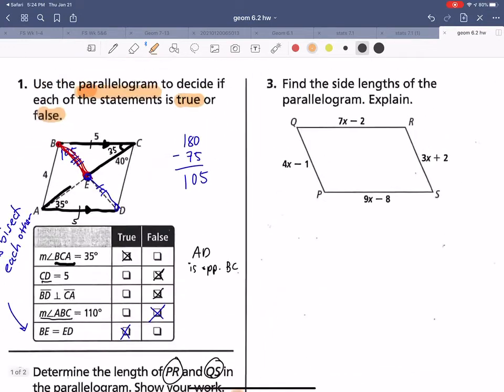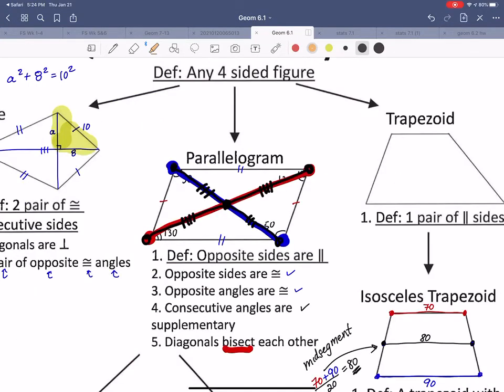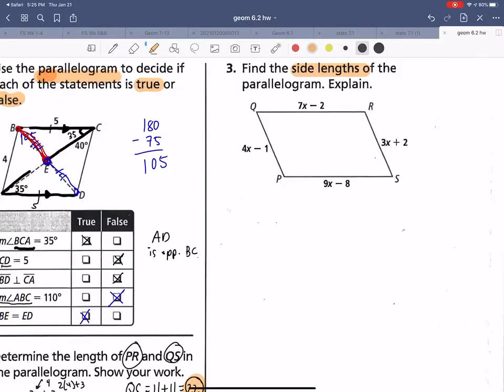Nice. Okay, question number 3. Find the side lengths of this parallelogram. So we know opposite sides are congruent. Okay, so opposite sides are congruent. So I have 2 short sides, they're equal to each other. And I have 2 opposite sides, but I think I can solve for x. I don't have to set those equal to each other. I think this is all I need. So let's just kind of do this one first, right?